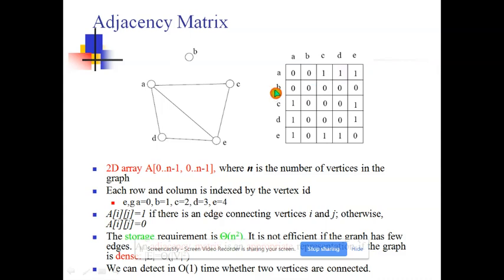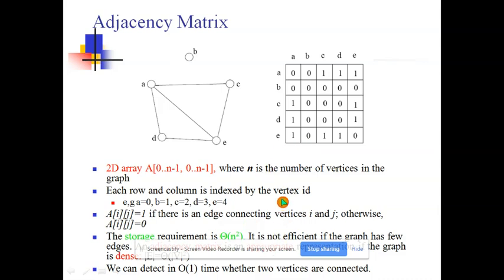Similarly, vertex B is not adjacent to any vertex, so all entries of the second row, the row for vertex B, are 0. Vertex C is adjacent to only vertices A and E, so we put 1 in front of A and in front of E, and the other entries are 0.